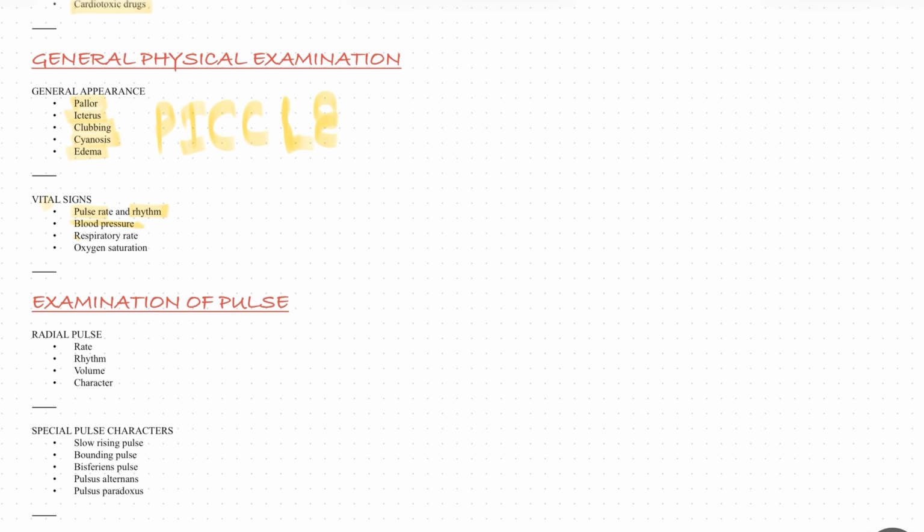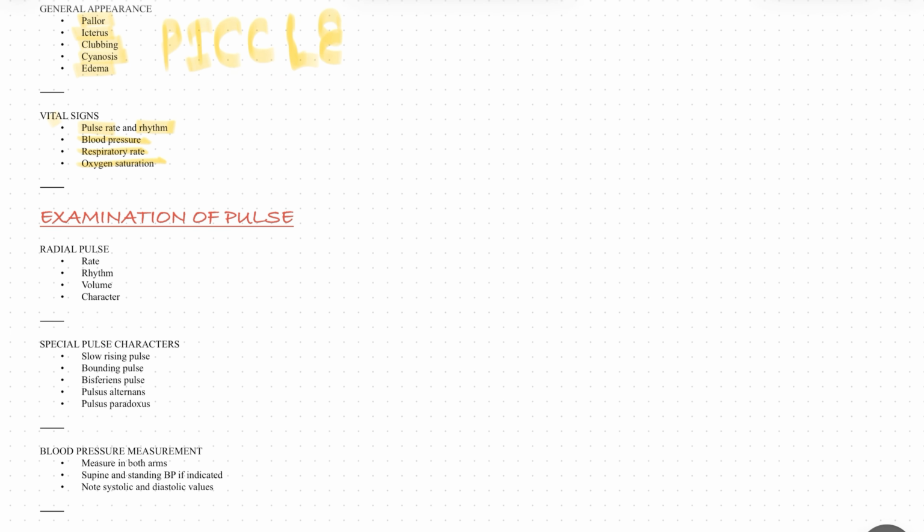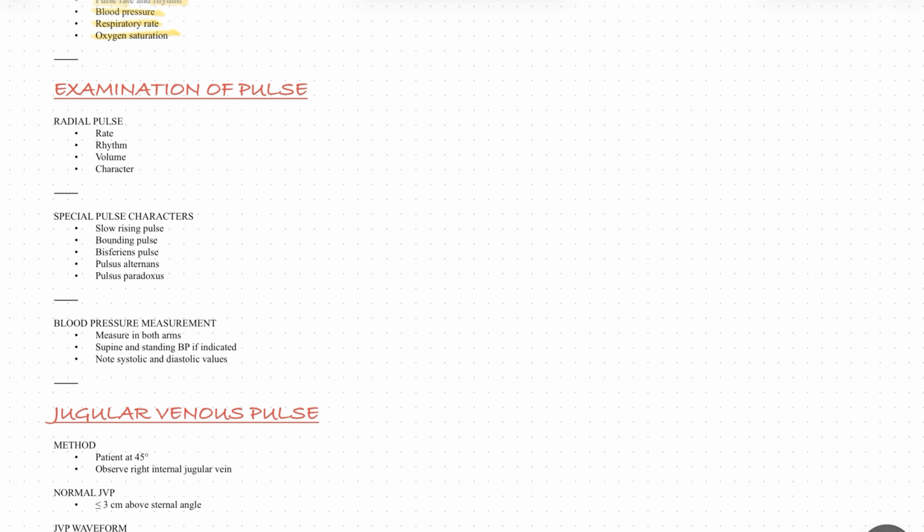Coming to blood pressure, then respiratory rate, you need to know the normal rate and all. Then oxygen saturation: most of the time we use a pulse oximeter to check oxygen saturation, and when the patient is in ICU, we check the saturation on the monitor itself. Then examination of pulse: as I said, we preferably check the radial pulse. There are many other sites, like the carotid pulse, which is most commonly used for scientific research purposes or in some emergencies where you are unable to find the radial pulse.